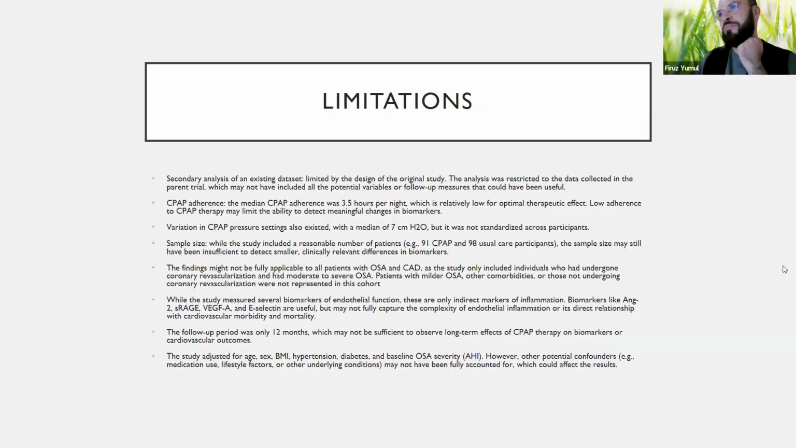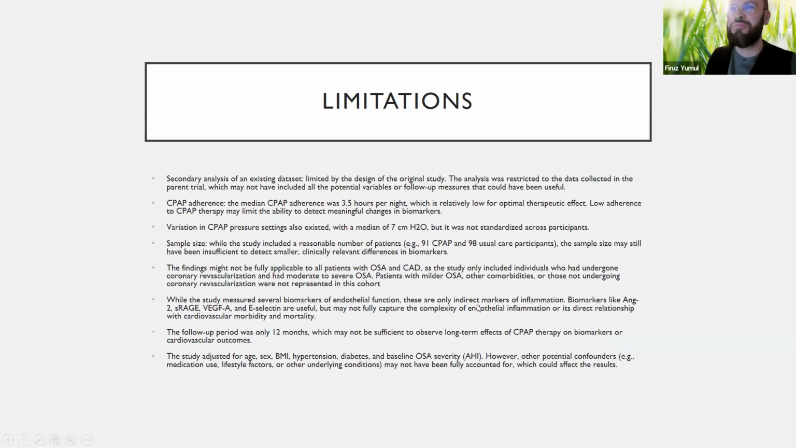So there were a few limitations of this study. I already mentioned one, the CPAP adherence. It was quite low, right? So 3.5 hours per night. And low adherence to CPAP therapy may limit the ability to detect meaningful changes in biomarkers. And then the variation in CPAP pressure settings also existed. Although the median was 7, it wasn't really standardized across participants.